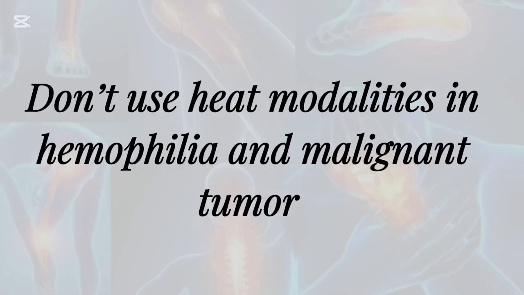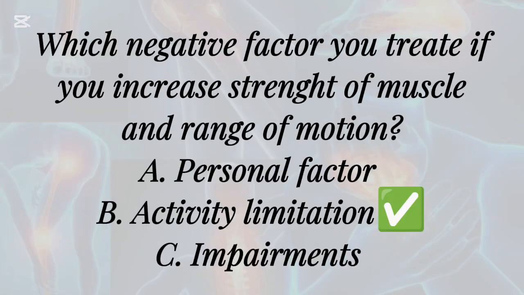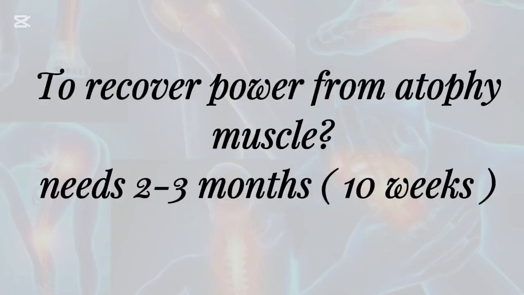Don't use heat modalities in hemophilia and malignant tumor. Which negative factor do you treat if you increase strength of muscle and range of motion? A. Personal factor. B. Activity limitation. C. Impairments. To recover power from atrophy, muscle needs 2 to 3 months.